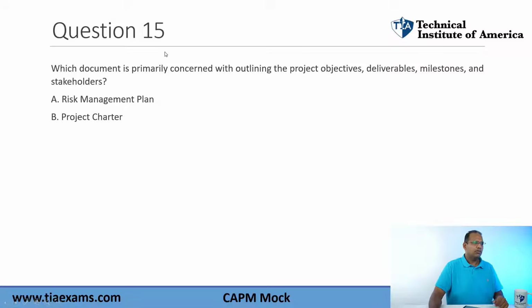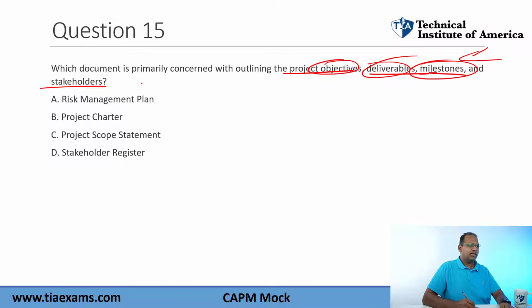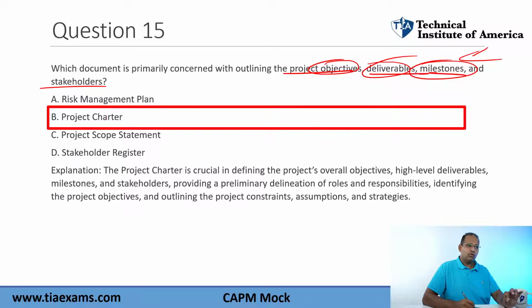Okay, question number 15. What document is primarily concerned with outlining project objectives, deliverables, milestones, and stakeholders? The risk management plan, charter, scope statement, and the stakeholder register. Pretty straightforward. Notice you got objectives, you got deliverables, milestones. So this is going to be a high-level thing, and stakeholders. Now, the answer here is going to be a project charter.